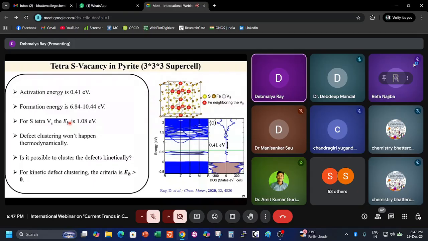But there is a possibility these defects can actually cluster kinetically. One of the main criteria for kinetic defect clustering is that this EB has to be greater than 0. And for all the clustered defects, we found that this EB is greater than 0. We also did some diffusion calculations. We actually showed later that these defects are forming kinetically, but for the time constraint, I'm not going to go there today.